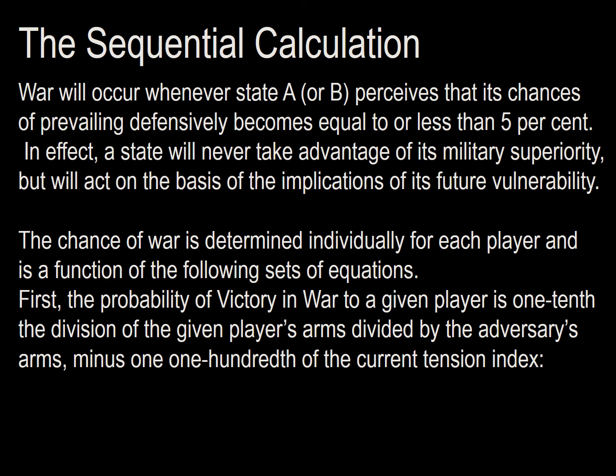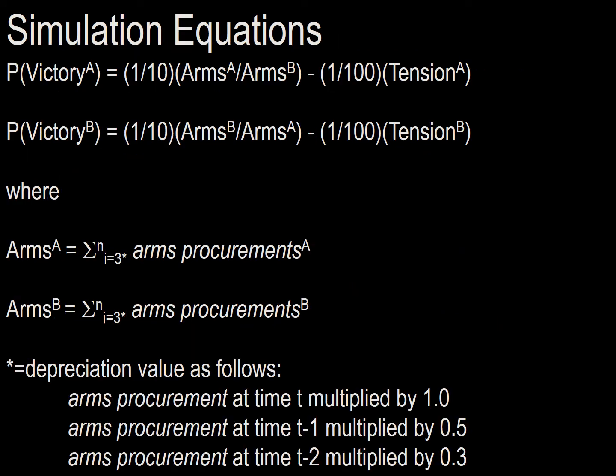The chance of war is determined individually for each player and is a function of the following set of equations. First, the probability of victory in war to a given player is 1/10 of the given player's arms divided by the adversary's arms, minus 1/100th of the current tension index. So you can see here the simulation equations where the probability of victory of A is equal to 1/10 times the arms of A divided by the arms of B, minus 1/100th of the tensions of A. Player B has a symmetrical equation.